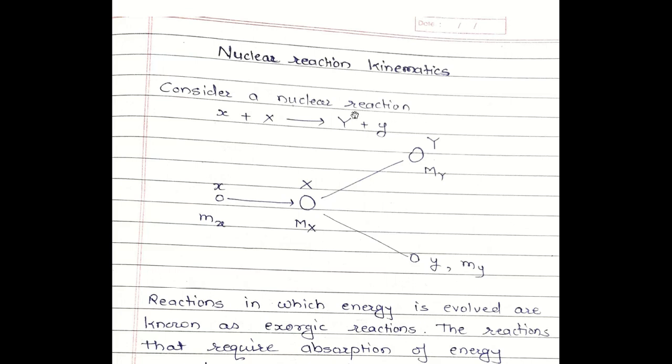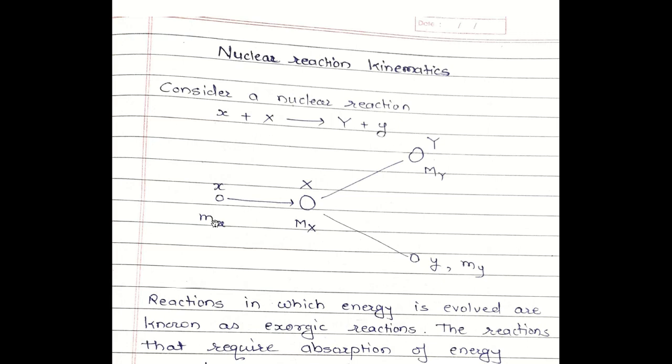In our last session, we discussed the types of nuclear reaction and we also saw the mechanisms of a nuclear reaction. In today's session, we are going to discuss nuclear reaction kinematics. For that, let us consider a simple nuclear reaction. Some projectile hits the target nucleus X, giving rise to a product nucleus along with a product particle.